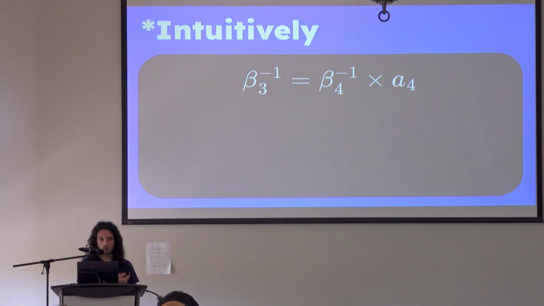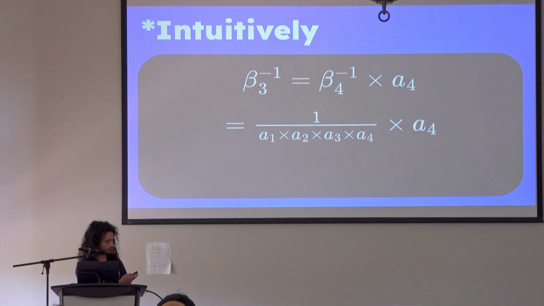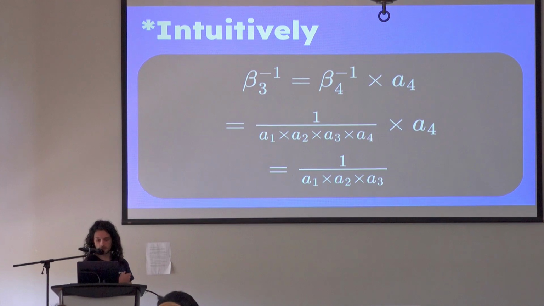Now we compute beta sub 3 inverted by doing something very similar. We use beta sub 4 inverted once again, but this time we only cancel out the a4 term. So beta sub 4 inverted is this whole thing, as I said before, and then we cancel out the a4 term in order to get this. This is beta sub 3 inverted, intuitively, right?